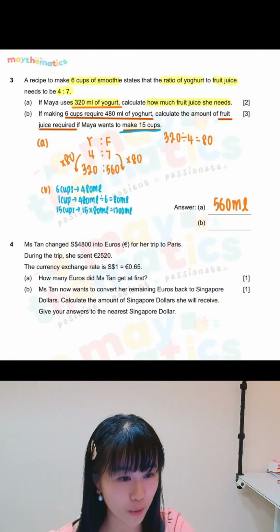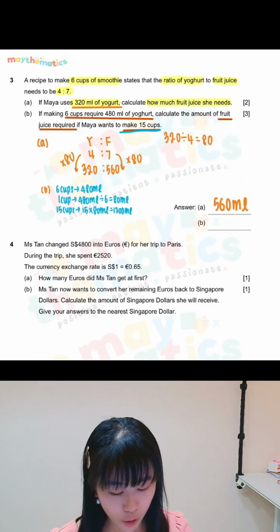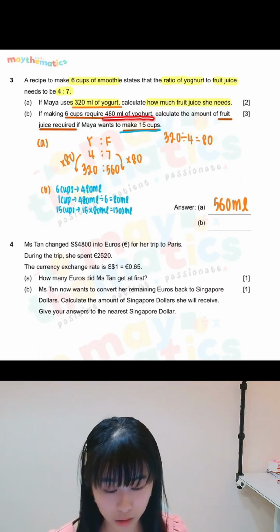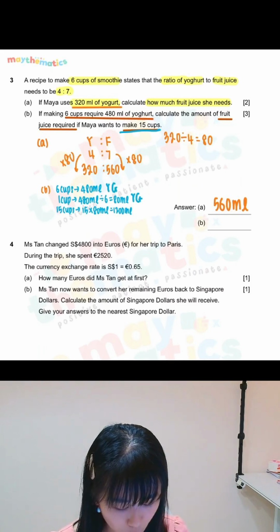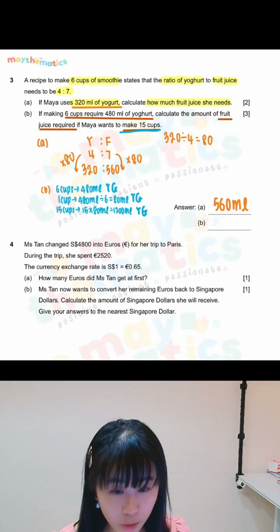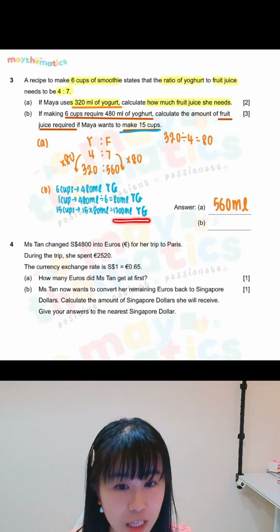1200 divided by 4 multiplied by 7. Yes, Kira. Very good. Okay, why is it so, everybody? Because this 480 ml is yogurt. So this is yogurt. This is yogurt. This is yogurt. So the fact that you get 1200 ml, right, is for yogurt.